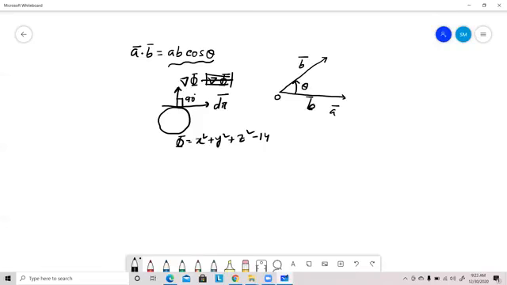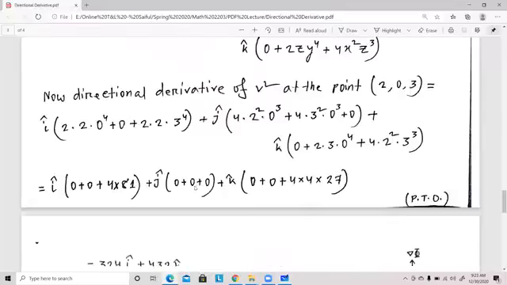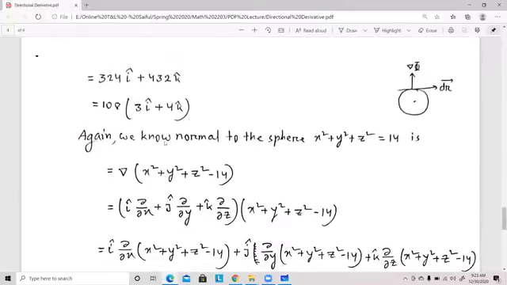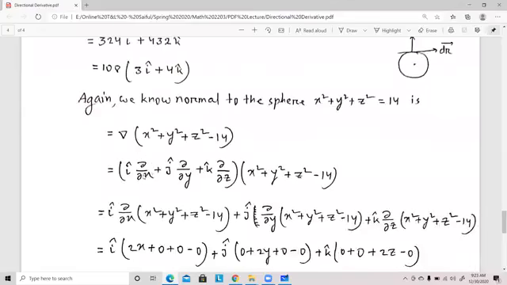And we know the direction normal to the sphere, which is grad phi. So at first we have to find the grad phi. We know normal to a sphere is this grad phi. Our phi here is x square plus y square plus z square minus 14. And we know grad is this: i del by del x plus j del by del y plus k del by del z.